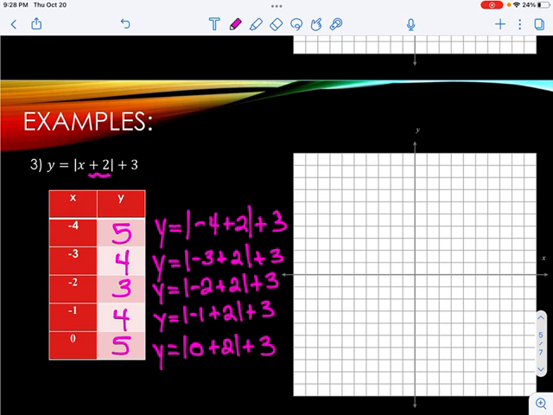So now when we come to graph it, we go 1, 2, 3, 4 to the left, 5 up. 1, 2, 3, 4, 5. Negative 3, 1, 2, 3. And then we go 4 up. Next one, we go left 2, up 3. We go left 1, up 4. We don't go left or right any, and we go up 5. And there is our V. There's our graph of our absolute value.